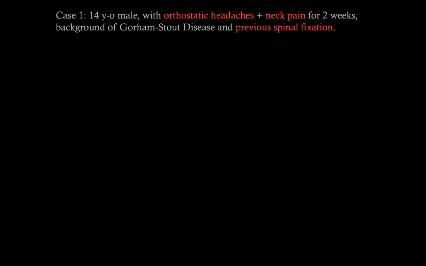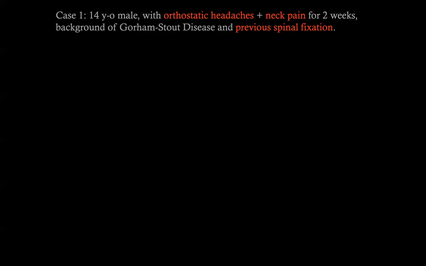Most of the literature is in adults, but this is a pediatric course. Let's start with a pediatric case. This is a 14-year-old male with orthostatic headaches and neck pain. It is very important in both hyper- and hypotension to look at the clinical context, and the background here is Gorham-Stout disease and spinal fixation because of the Gorham-Stout disease.